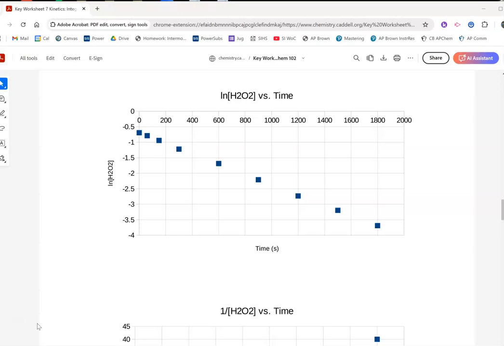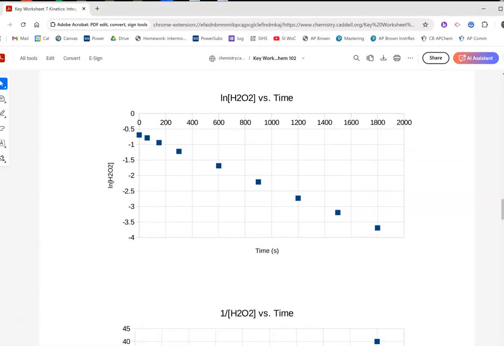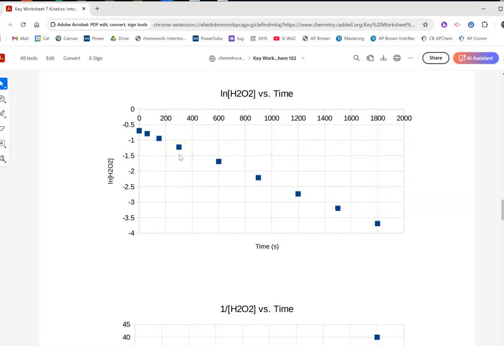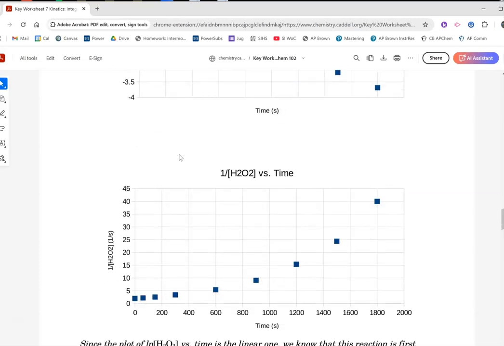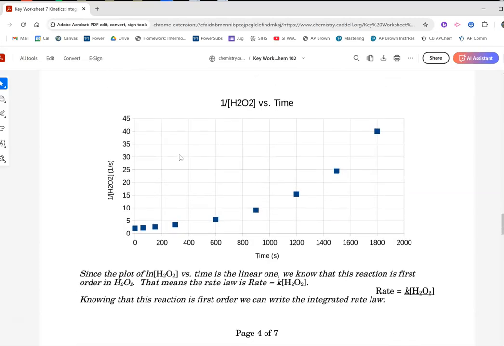That graph looks linear. This identifies this as first order kinetics, or a first order reaction with respect to H2O2. And once again, the slope of this line would be the negative value of k, so it would be negative k. Just for completeness, let's look at what the graph of the inverse of the concentration versus time looked like. And again, it is a curve. So we know this isn't a second order reaction.